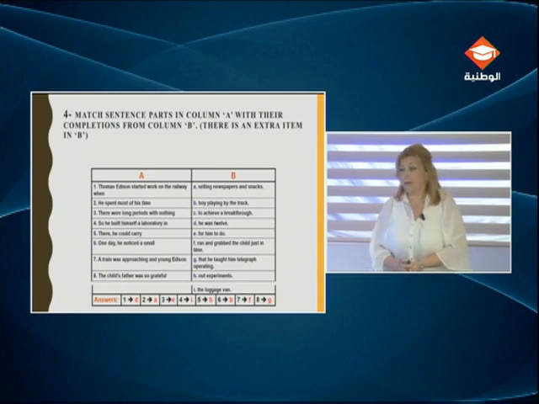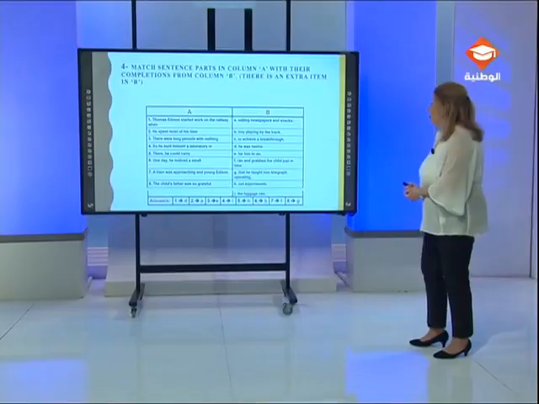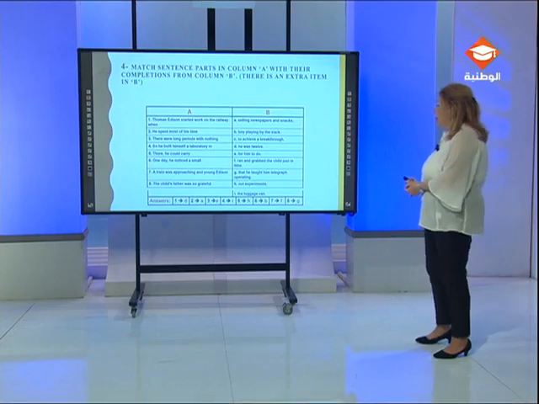All right? So here we have 8 sentence parts, and of course we have an extra sentence part. It's sentence C, to achieve a breakthrough. What's a breakthrough? A breakthrough is a very important discovery, okay, a milestone from which we can build on, for example, in scientific research or any other field.